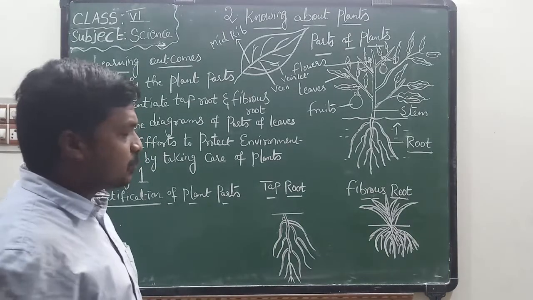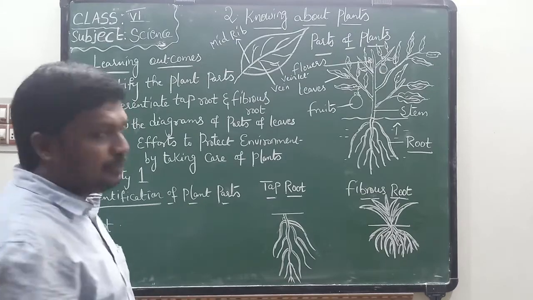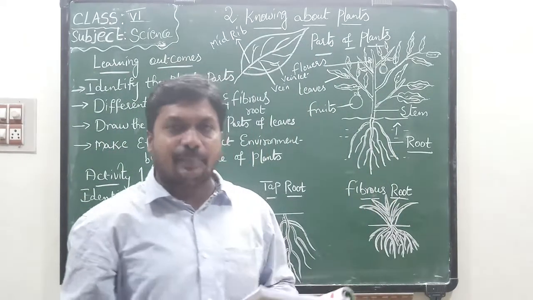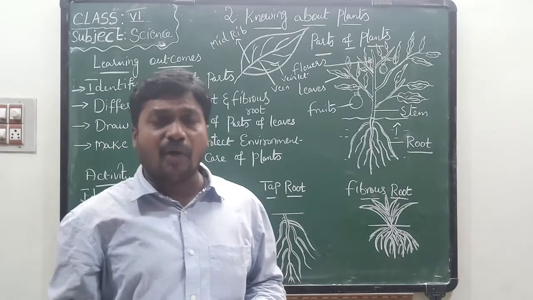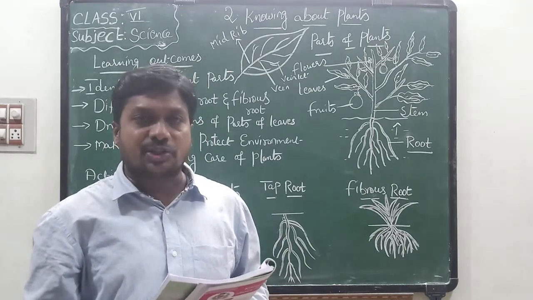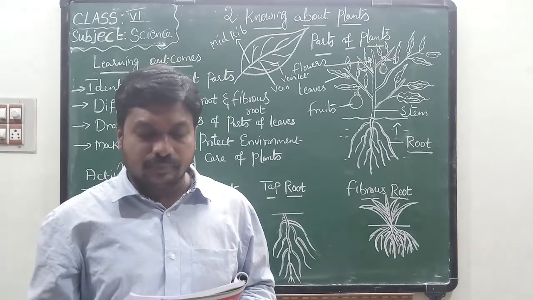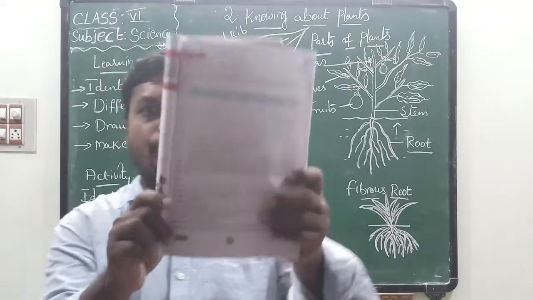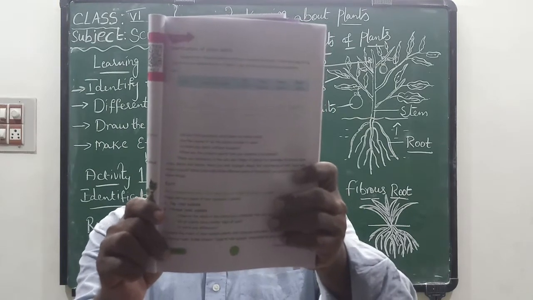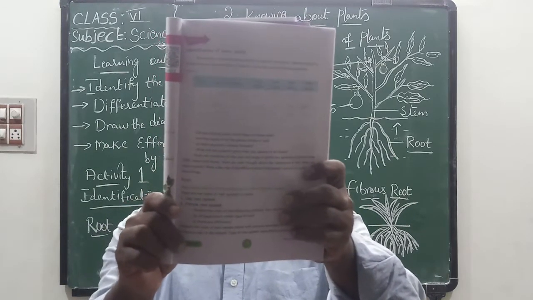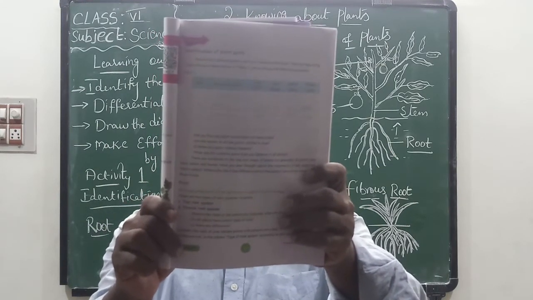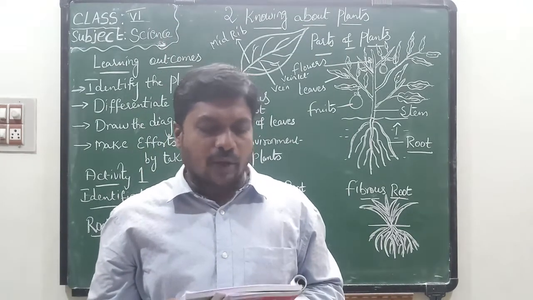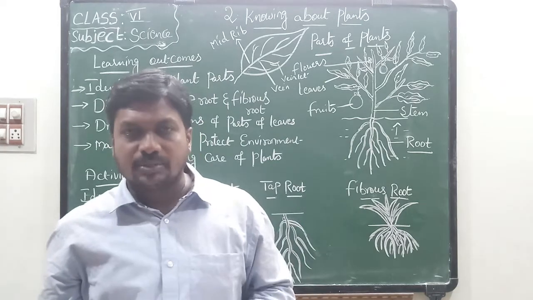Now, I will explain about Activity 1 in lesson 2. All of you open your science textbook and open page number 13. Take one sharpened pencil, and they gave one table to you. Table 1. Okay, children, now fill the table with the help of a sharpened pencil. Okay, start writing. They gave 4 columns.